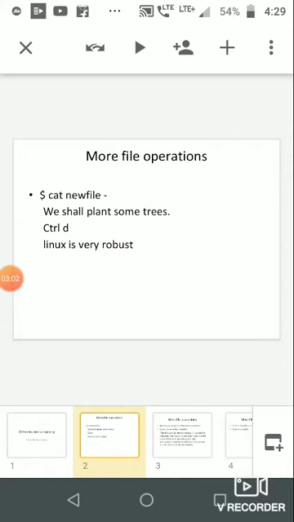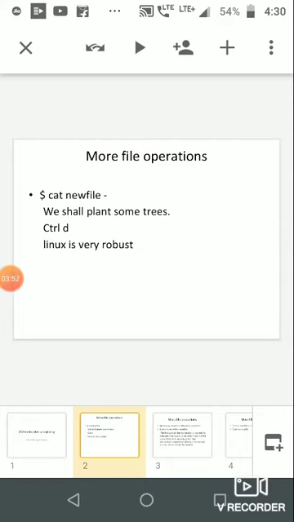So we write, for example, this is a sentence: we shall plant some trees. Then we press Control D to exit from the input mode, and then we write some other thing, suppose Linux is very robust. Here, as you can see, cat concatenated the two inputs.